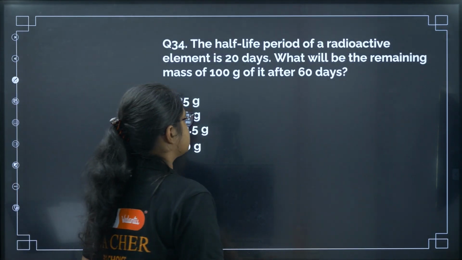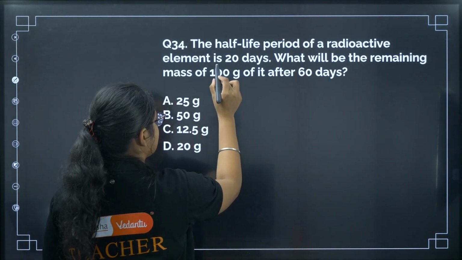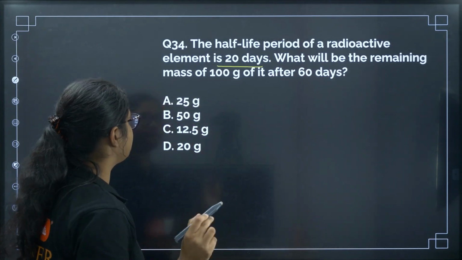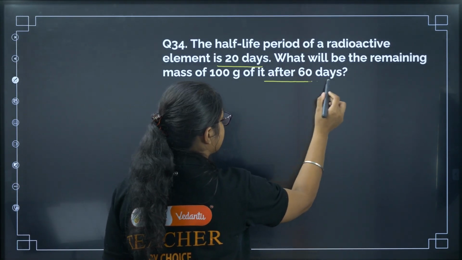Now coming to the next question, the half-life period of a radioactive element is 20 days. What will be the remaining mass of 100 gram of it after 60 days?